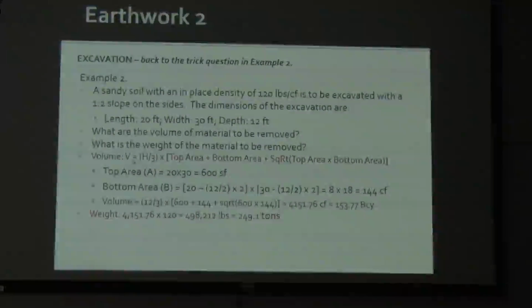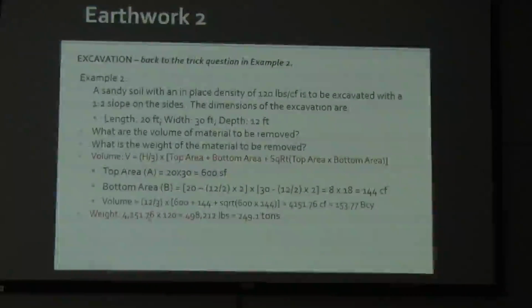Well, the volume, this is the same one we looked at earlier, is going to be equal to h over 3 times the top area plus the bottom area plus the square root of the top area times the bottom area. The top area is 20 times 30, 600 square feet. The bottom area is going to be using the formula 20 minus 12 over 2 times 2 times 30 minus 12 over 2 times 2, which is 8 times 18, 144 square feet. So our volume is going to be 153.8 bank cubic yards.